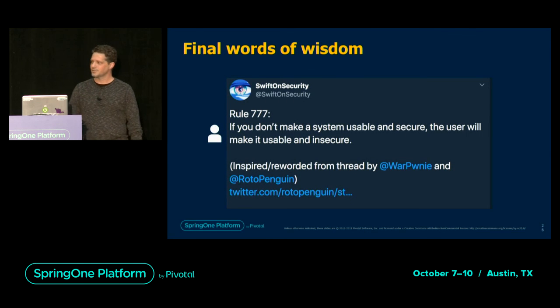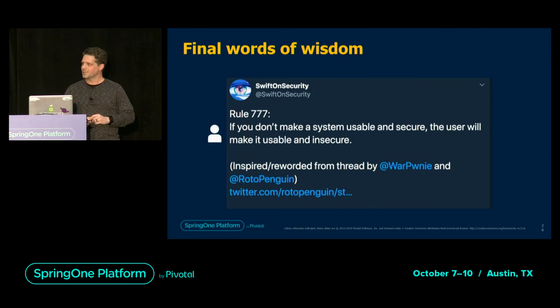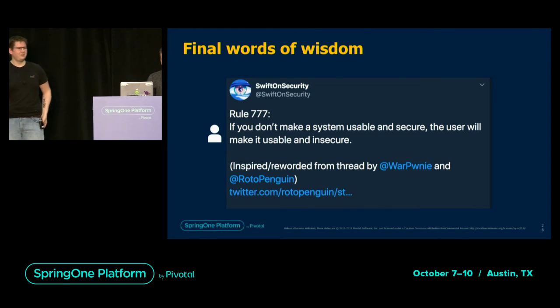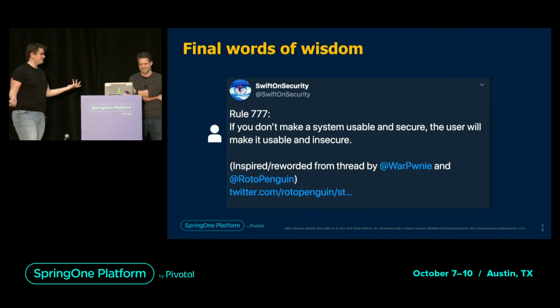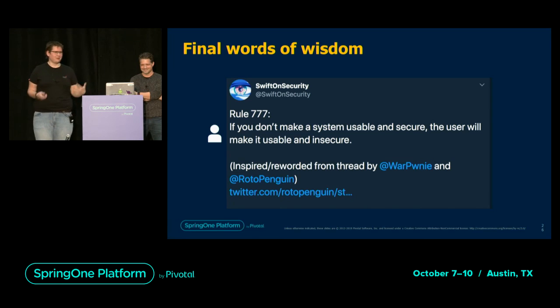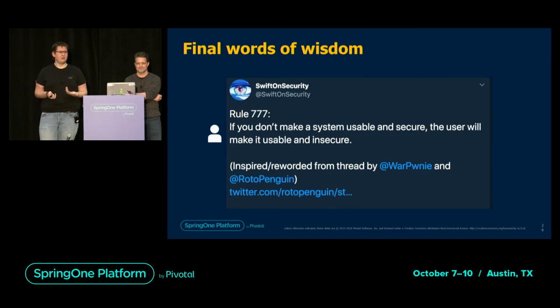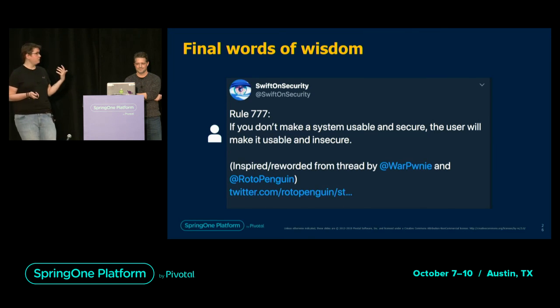Darren, I'm going to leave them with this one thought. I think you came across this little bit of wisdom. Yeah, words of wisdom from Taylor Swift. Can't say it any more basic. It doesn't matter that we're talking about Spring Security, OAuth, whatever. Security in general needs to be usable and secure. Otherwise, it will be usable and insecure. It's just the way it is.